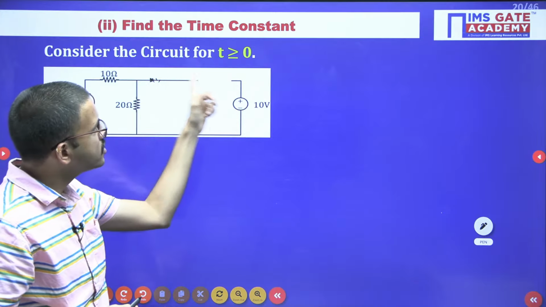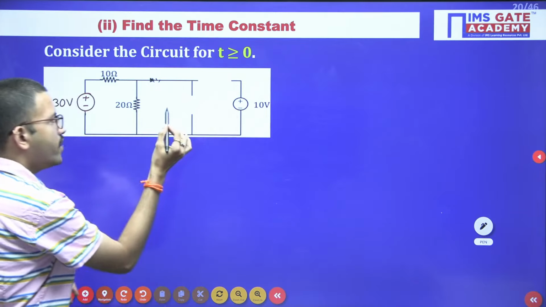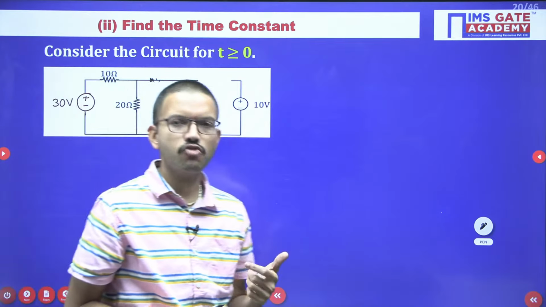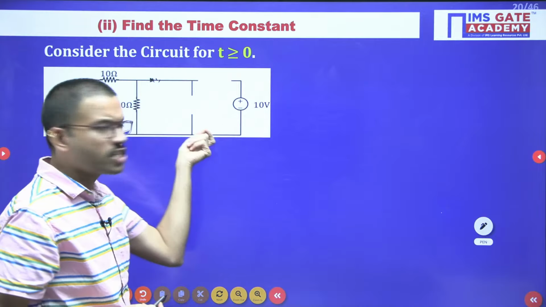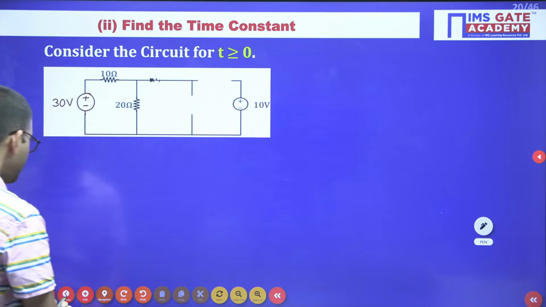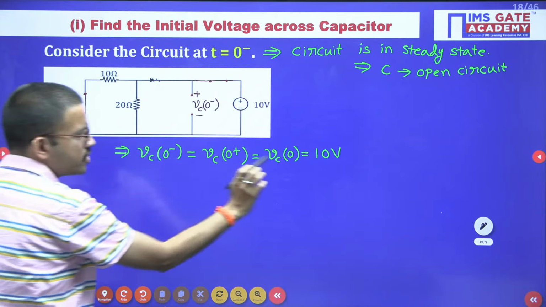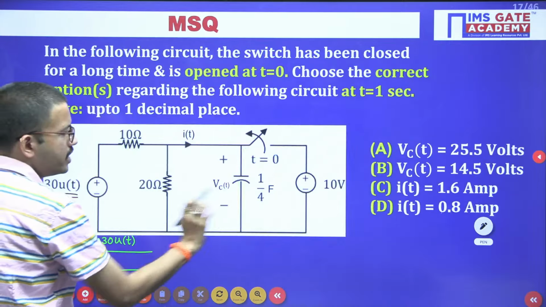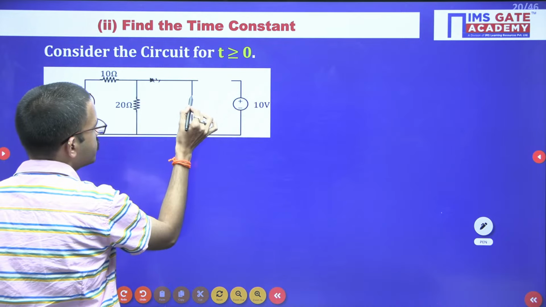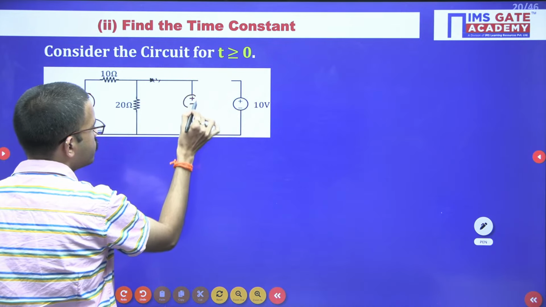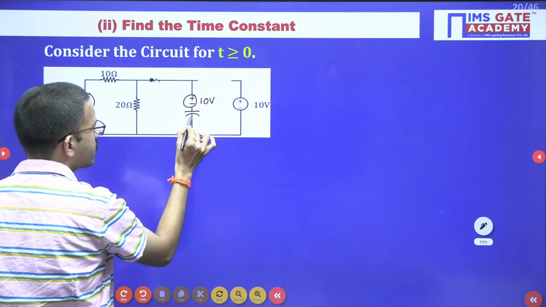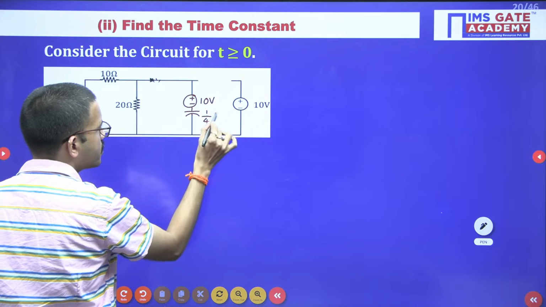Whenever you are drawing the circuit diagram for t greater than or equal to 0, whenever you have a capacitor, obviously you will have an initial voltage. Unless the initial voltage is 0, whatever initial voltage you have, you have to represent it in series with the capacitor, right? So the initial voltage we got is 10 volts, and here the capacitor value is 1 by 4 farad.